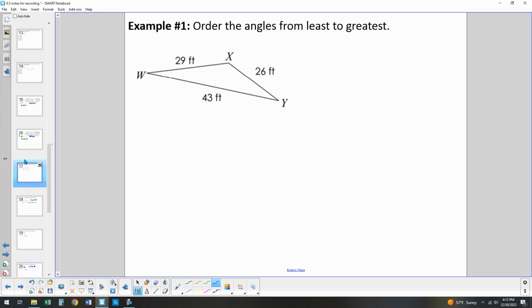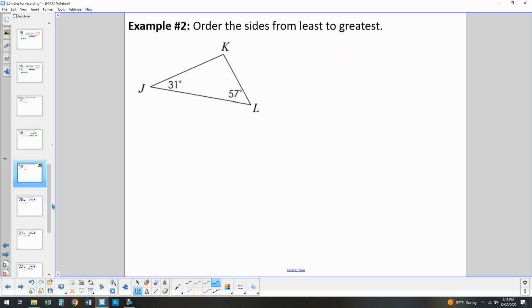So that's what we'll do in our first example here. We want to list the angles from least to greatest, and we know the three side measurements. So I'm going to list the letters of the sides in order, starting with the side that's 26, then 29, then 43. So that's XY, then WX, then WY. So if I look at what letter I didn't use out of W, X, and Y, here I didn't use W, here I didn't use Y, and here I didn't use X. And that's all I have to do to put my angles in order.